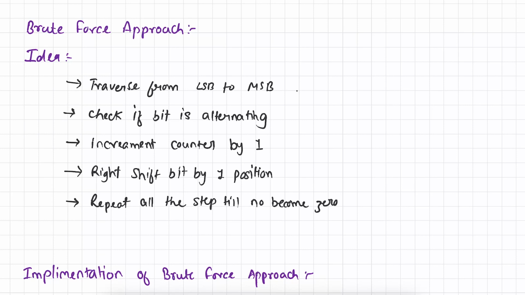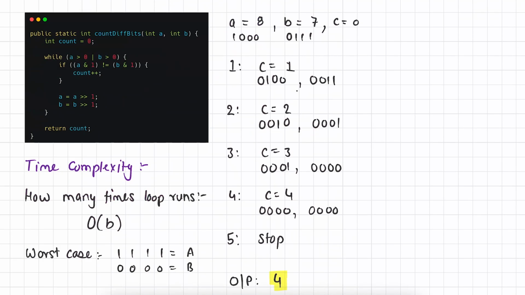Now let's see the implementation of the brute force approach. Here we have a function countDiffBits. This function is taking two inputs a and b. In the first line we are initializing the count variable to 0. Then we are running a loop while a is greater than 0 or b is greater than 0. In each iteration we are checking if both the bits are alternating or not. It means if a and 1 is not equal to b and 1, it means one bit is 0 and one bit is 1, right? In that case, we are incrementing count by 1. After the if statement, we are simply right shifting both the numbers by 1 position. And then at the last, we are returning count.